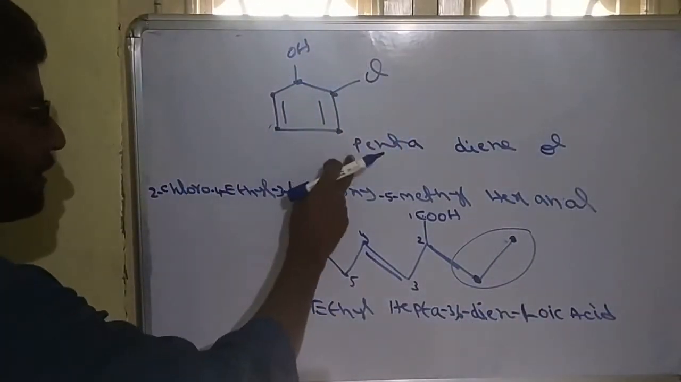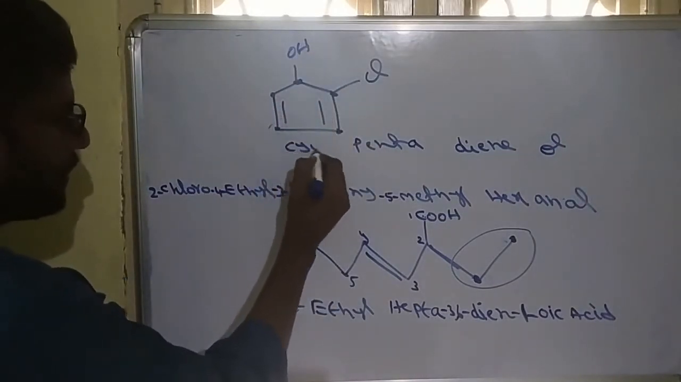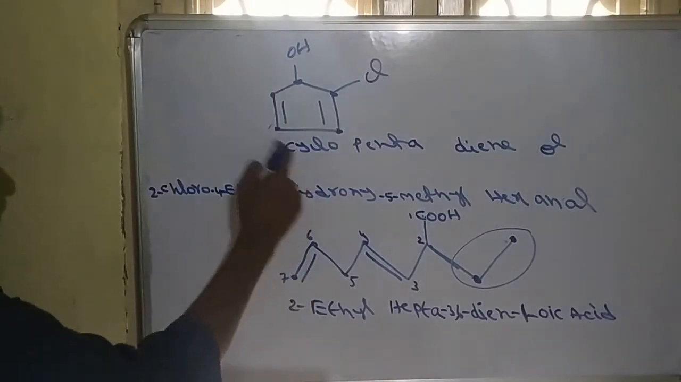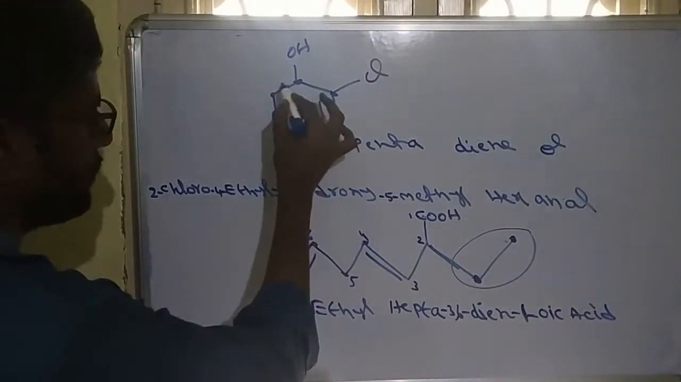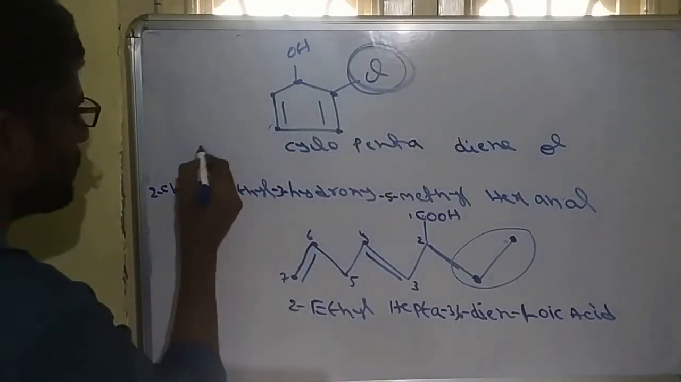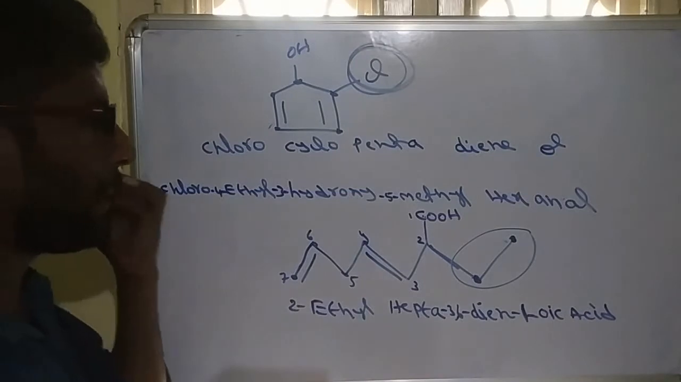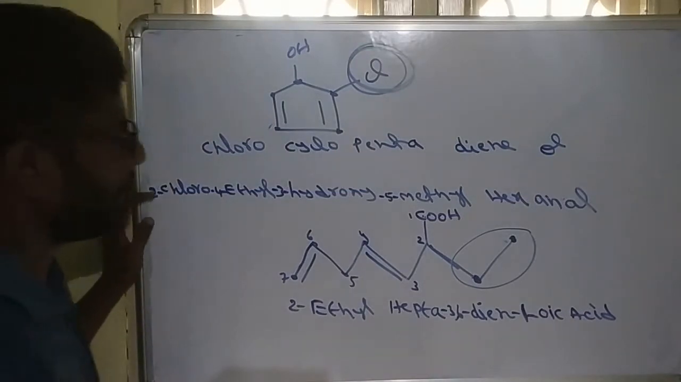So before that, primary prefix is there, and it is a closed molecule. So directly we can write cyclo. Before that, branchings. So this is the root word, and this is the functional group. So this should be the branching. So branching will be chloro. So chloro, cyclo, pentadienol. Finally numbering.